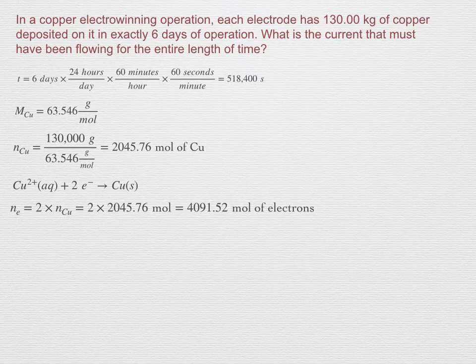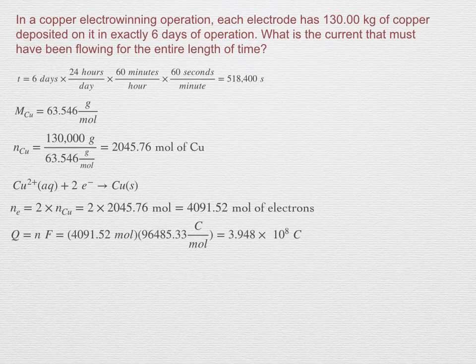What is the charge in coulombs associated with this number of electrons? Bring in Faraday's constant. Almost 395 million coulombs of charge was passed to deposit all of this copper. What was the current that was needed to be able to deliver all that charge in a 6-day period? We find I is equal to Q over t, which gives us 761.5 amps. And that is a pretty hefty current that has to be delivered for the entire 6 days.